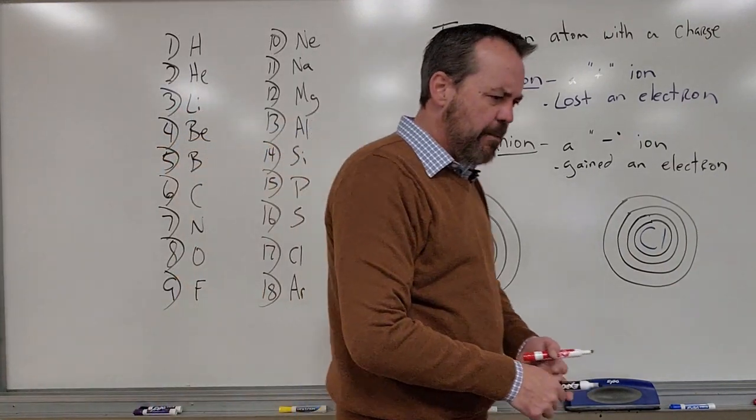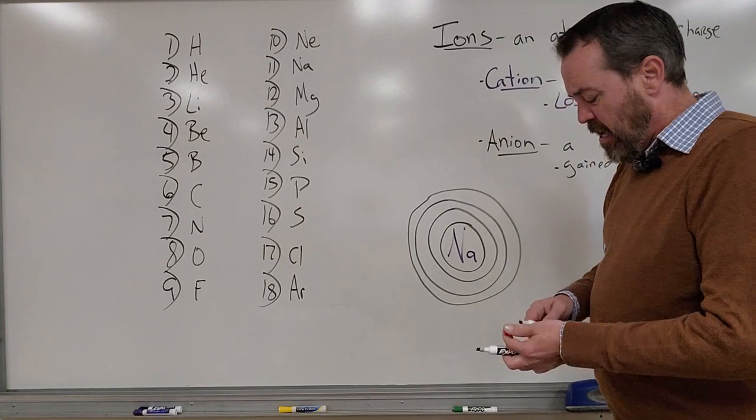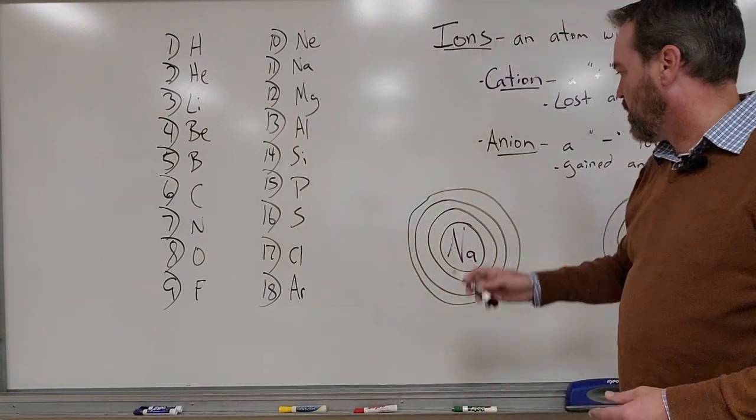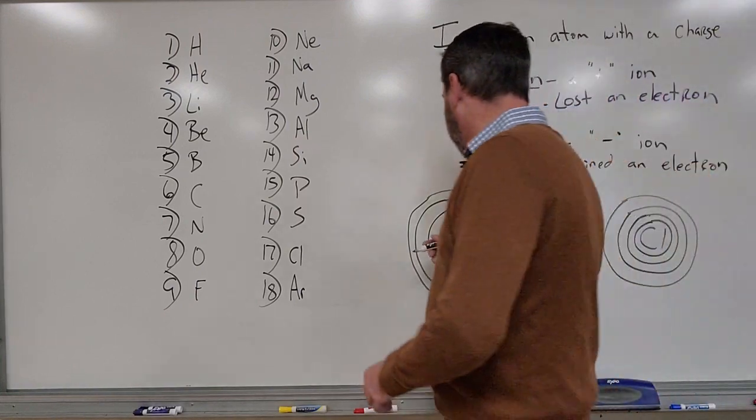So first up, I've got sodium. Sodium is atomic number 11, so I know I've got 11 protons, I've got 11 electrons. We have to follow the 2-8-8 rule from the previous slide.